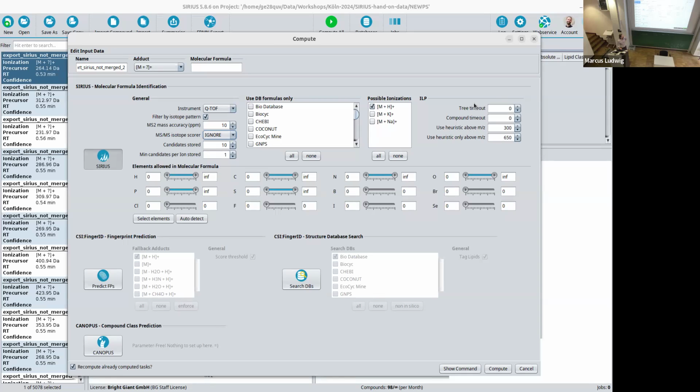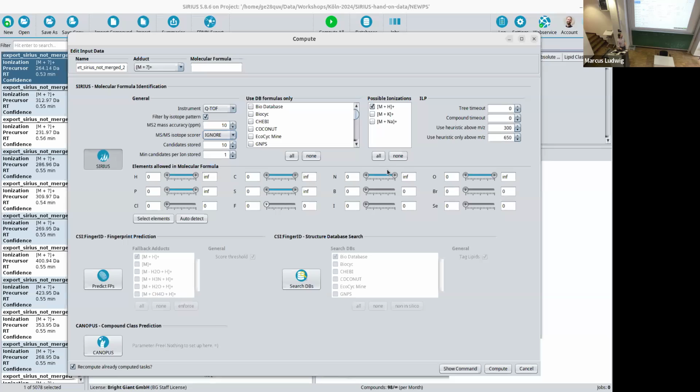Yeah, these parameters are basically just optimizing fragmentation tree computation. So how long shall we compute until we stop? If it's a too large compound with 10,000s of molecular formula candidates, it can take some time to compute fragmentation trees. We can set a timeout, or we only heuristically compute these. Usually you don't need to change these parameters.